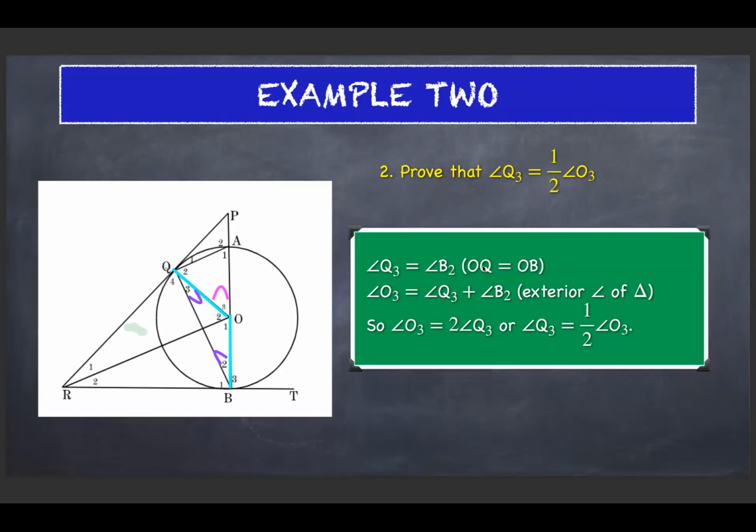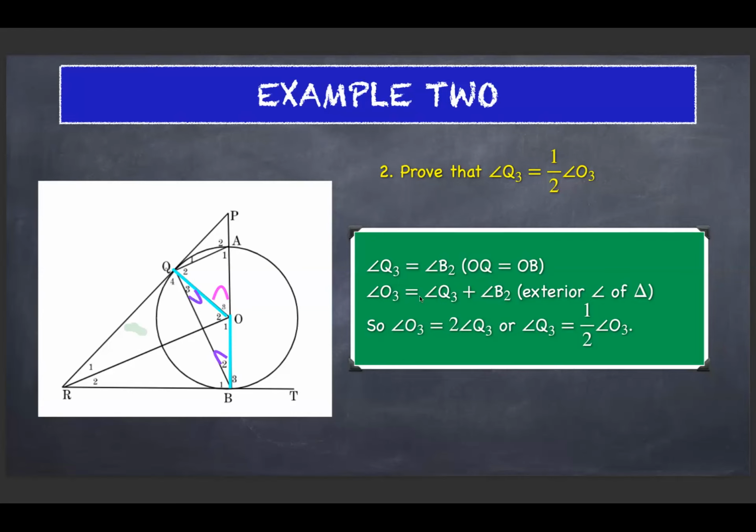So we can first label that because OQ and OB are the same. Then if you look at the second line of proof, angle O3 here is equal to angle Q3, which is here, and angle B2. Why? Well, because it's the exterior angle of a triangle. So again, this is maybe more towards triangle geometry, right? You've got OB, OQ, and QB making the triangle. The exterior angle would be this O3 here, and it's going to be equal to the sum of the opposite interior angles.